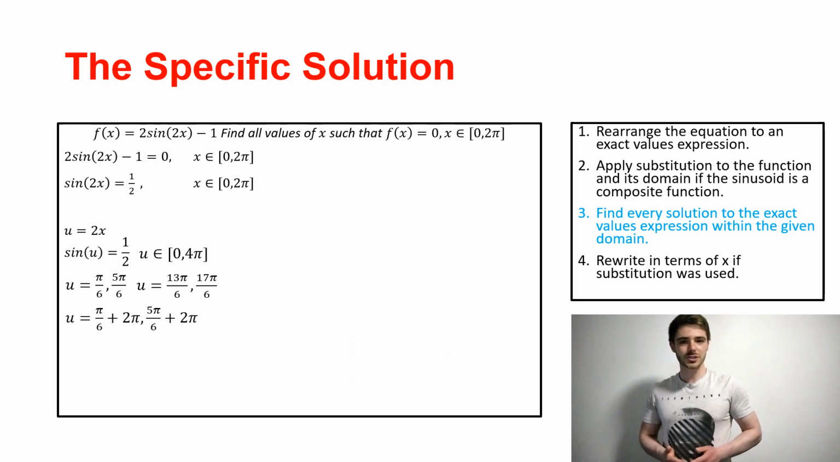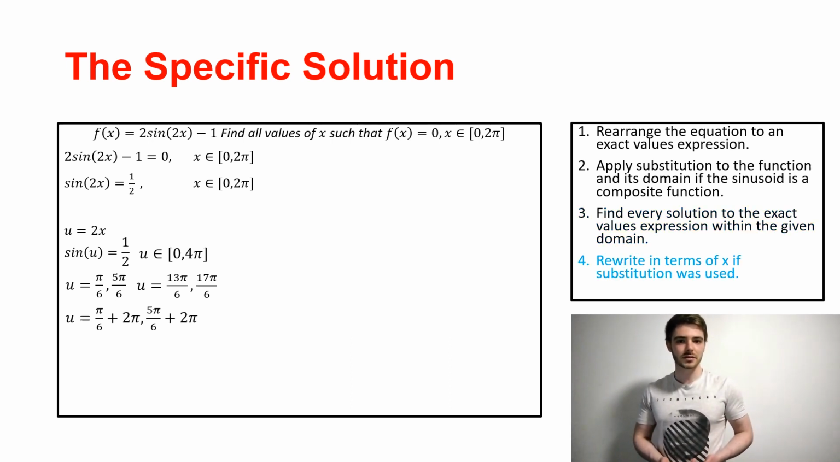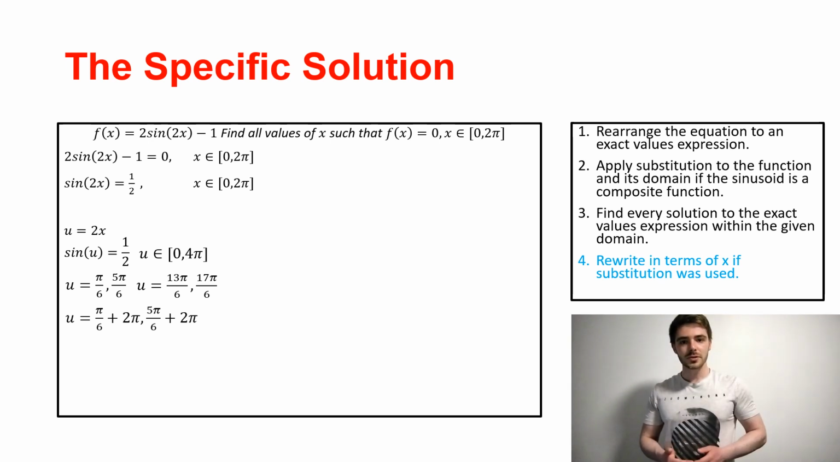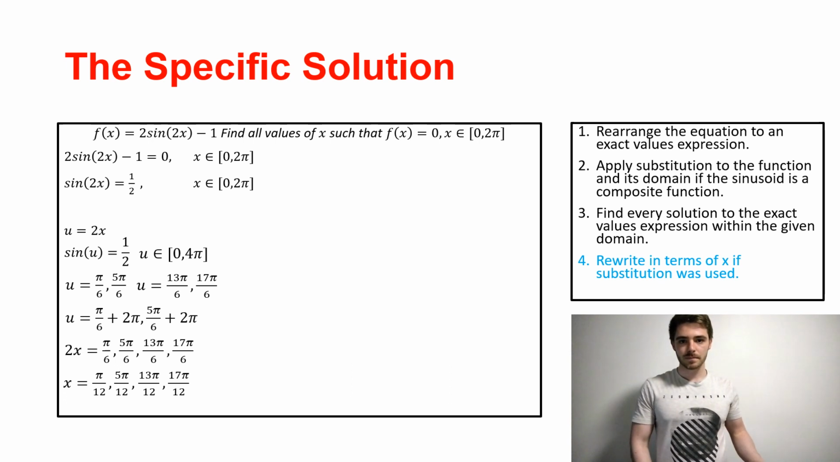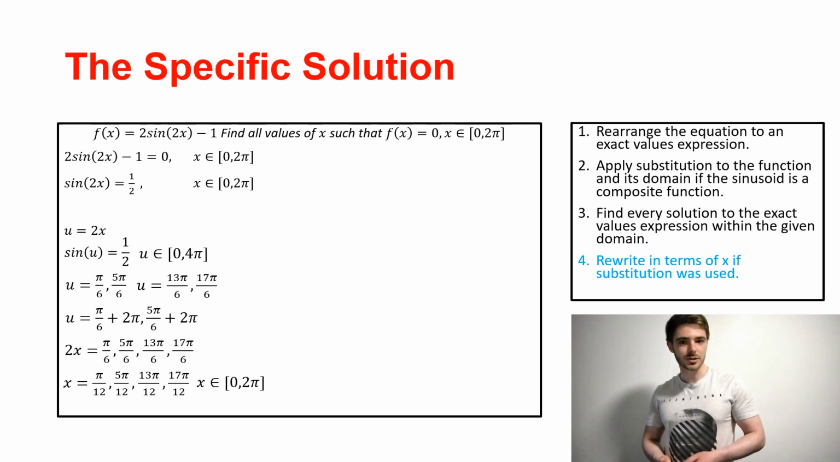Now that we have all the solutions within the domain, we need to rewrite them in terms of x, because again, the question is expecting values in terms of x, not in terms of u. So we're going to substitute u equals 2x back into our solution set and divide both sides by 2, thus getting everything back in terms of x. Notice how all of our solutions of x fit within the domain 0 to 2 pi, as was previously stated by the question. If your solutions are outside of this domain, then it should tell you right away that something has gone wrong in this process.